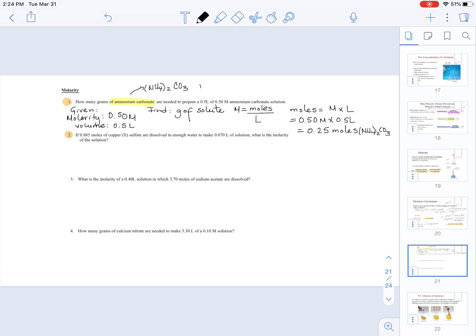In this little corner on the top of the page, I'm going to do the conversion from moles to grams, which states that if I have 0.25 moles of my solute, which is NH4 in parentheses 2CO3, and I need to convert that to grams, then I'm going to multiply by the molar mass of this compound. If you use the numbers for determining the molar mass to 2 decimal places, it will be 96.09 grams in 1 mole of the compound, which is, again, (NH4)2CO3.